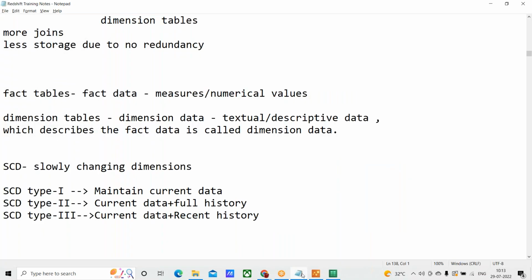Or for example, a customer's designation: initially he will join as an associate engineer, after 1 year he will become a software engineer, and after another 2 years he may become a senior software engineer. His designation will change, his salary will change, sometimes his address also will change. So these dimensions tend to change over time, so they are called slowly changing dimensions. There are 3 types: SCD type 1, SCD type 2, and SCD type 3.